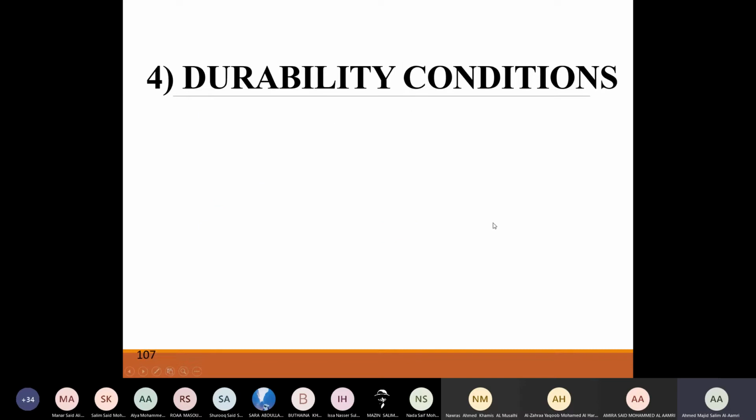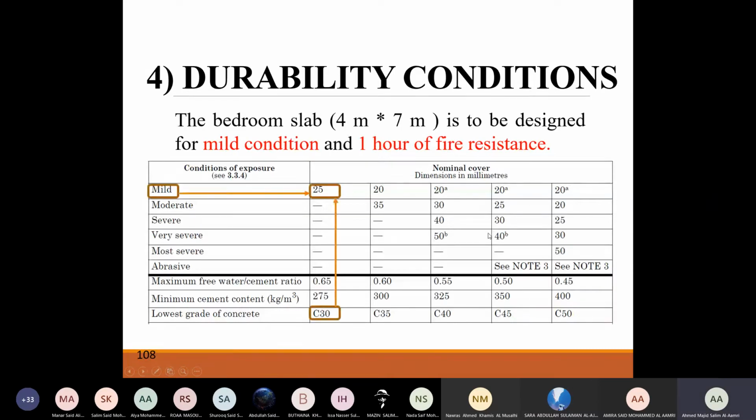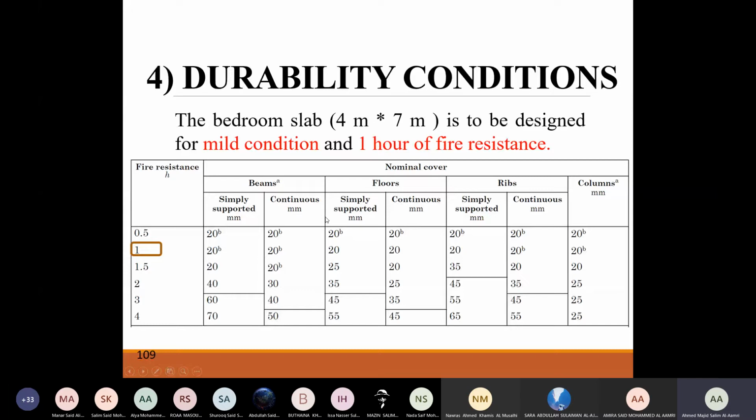Now, if you go and see the values in terms of fire, we have simple and we have continuous. And always, you will see that the simple is going to be more critical. It's having more value than the continuous. 20, 20, 25, 20, 35, 25, 45, 35, 55, 45. So the most critical situation is going to be the simple. So if I use the simple, it will be safe for both continuous and simple. If I take the continuous case, it will be only safe for the continuous, and it will fail in the simple case.